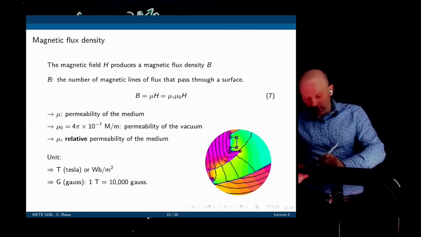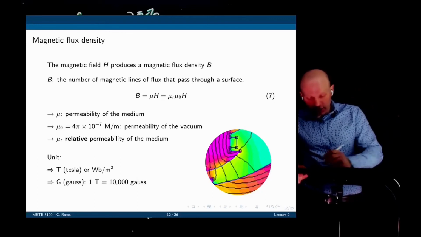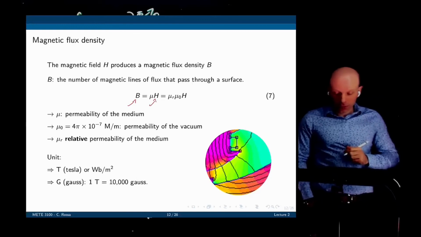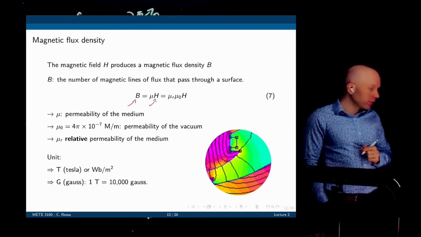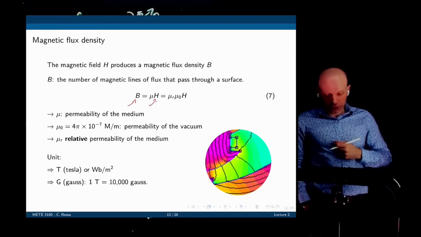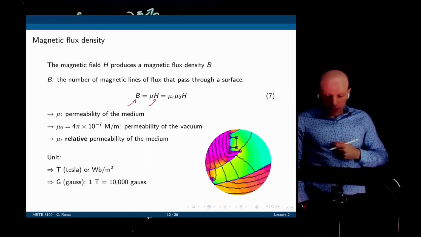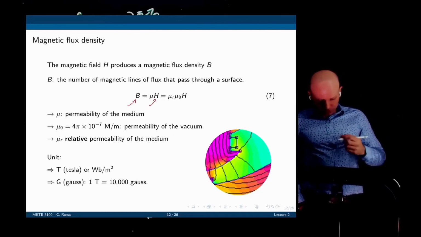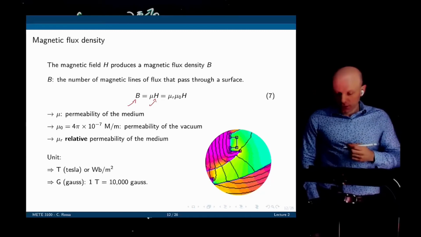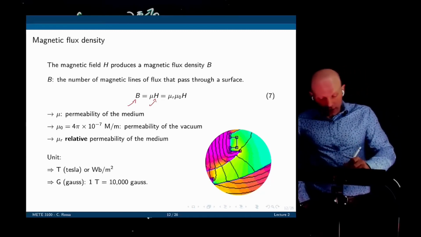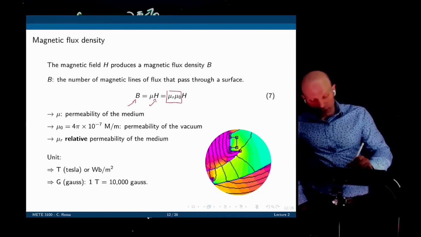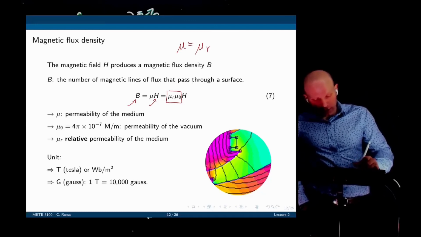We can now relate the magnetic field intensity, H, with the flux density through that constant mu. Mu is the permeability of the medium, the same as a resistance in an electrical circuit. The permeability of the medium can often be expressed in terms of the relative permeability of the vacuum. So mu equals mu r times mu zero.